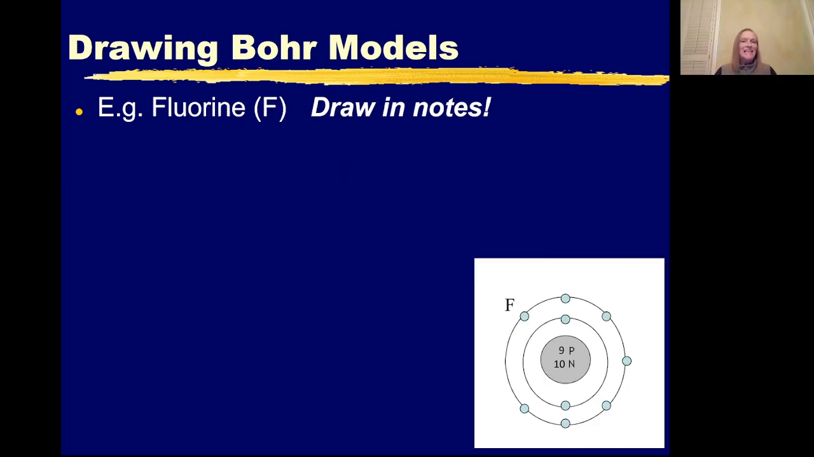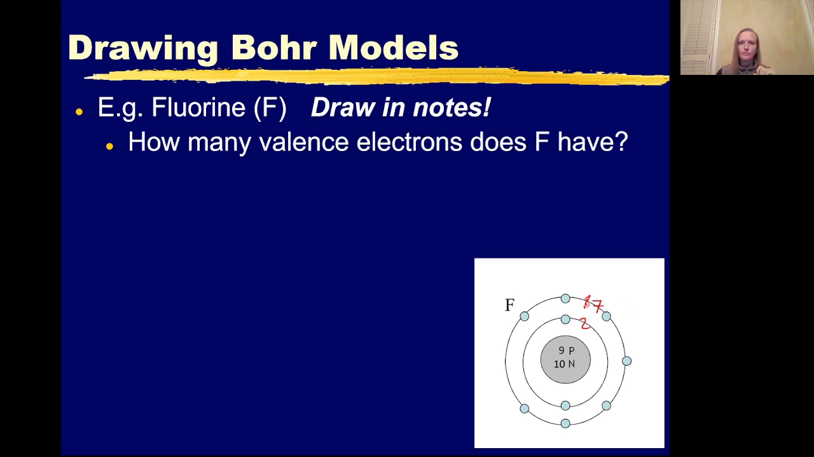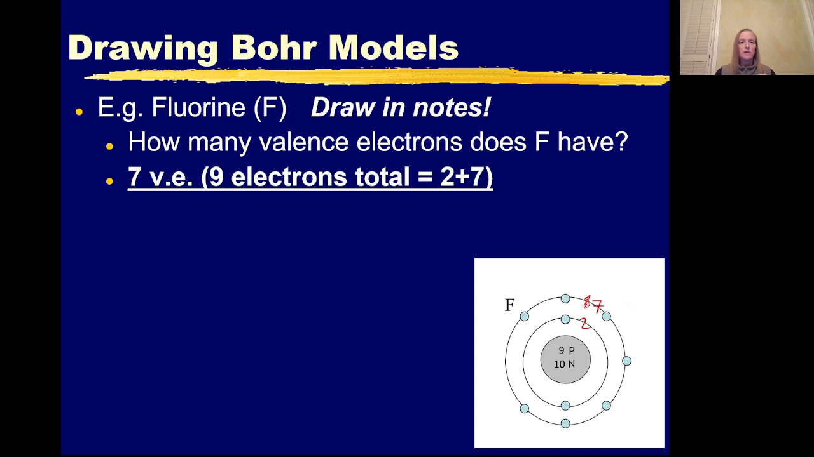So fluorine has 9 protons, so it should also have 9 electrons. As before, 2 electrons fit in the first energy level, and I don't need to fill up the second energy level because if I put 8 here, that would bring us up to 10 electrons, and I only need 9, so I'm going to just have 7 valence electrons in the second energy level. So fluorine has 7 valence electrons because it has 9 electrons total, 2 in the first energy level, 7 in the second energy level.